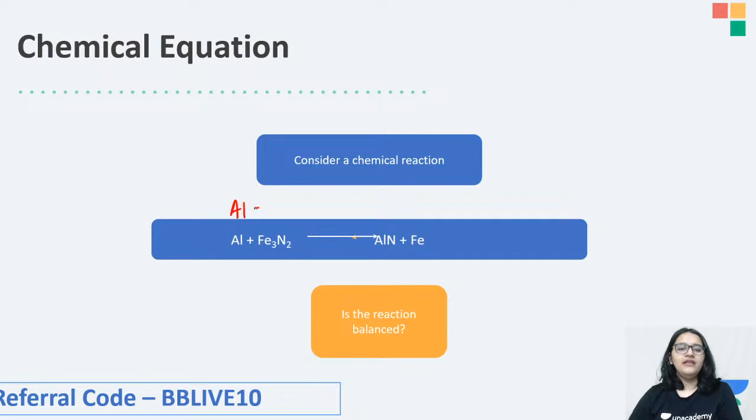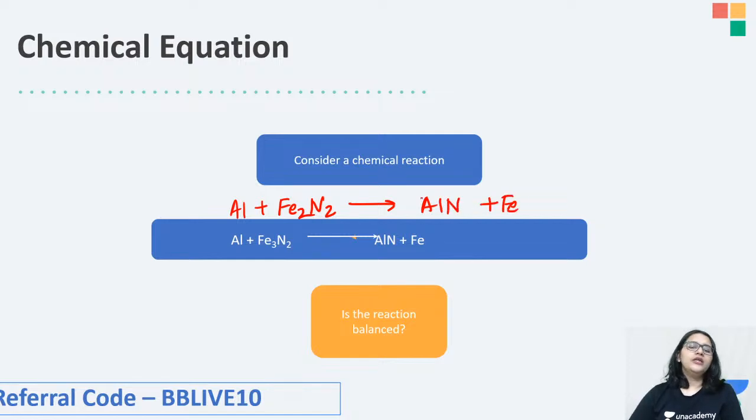Now let's consider the following equation where we have aluminium. We have Al + Fe3N2 giving you AlN + Fe. Now you tell me, is this reaction balanced? You tell me in the comment section, is this reaction balanced at all?